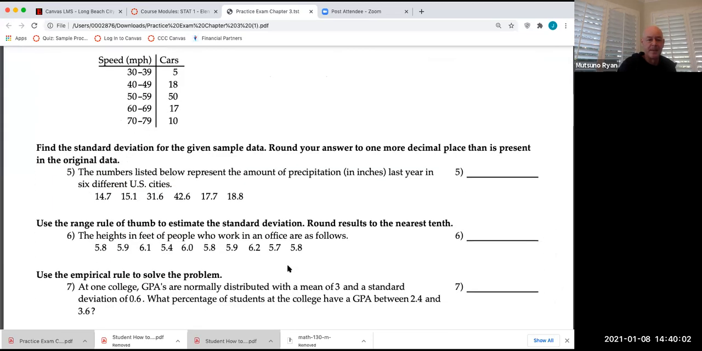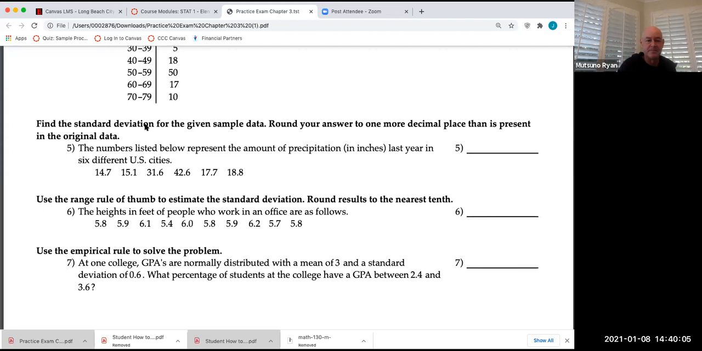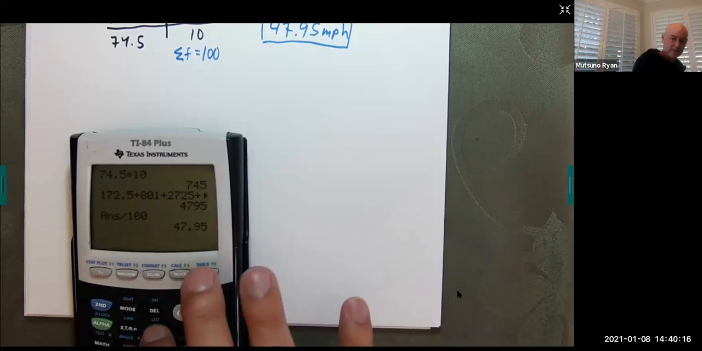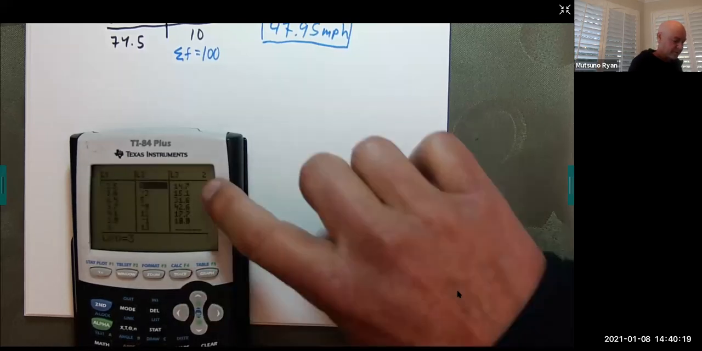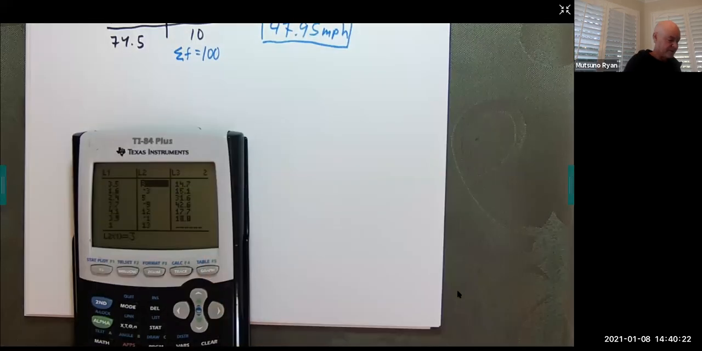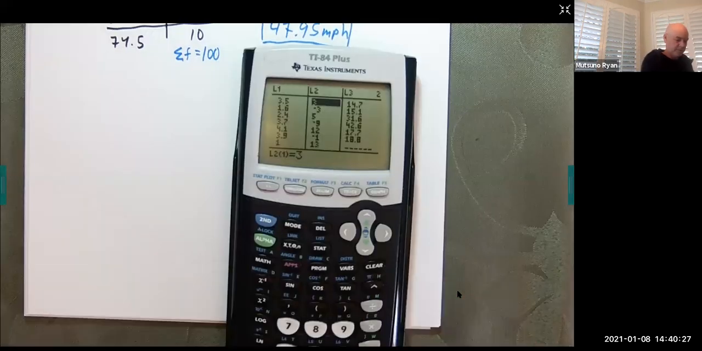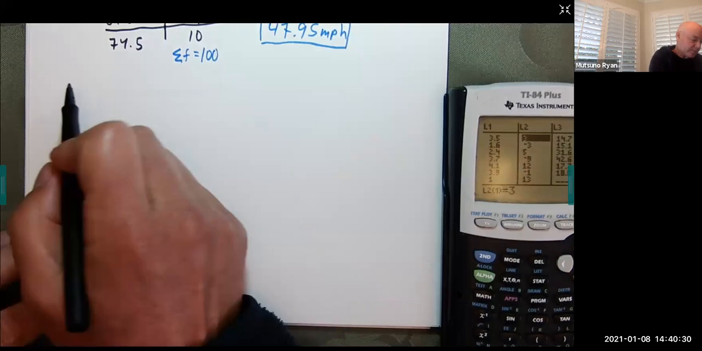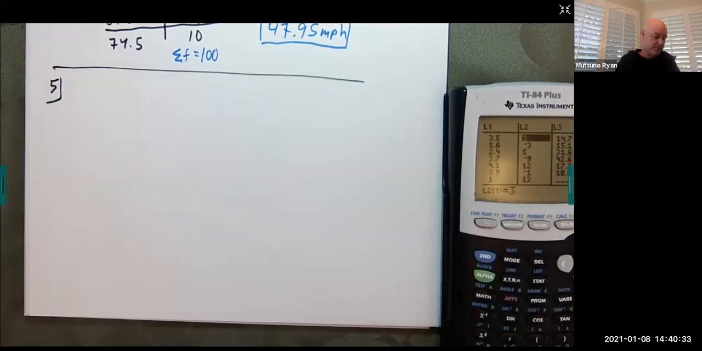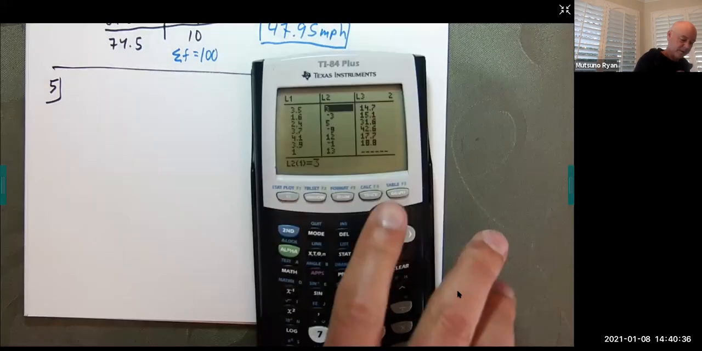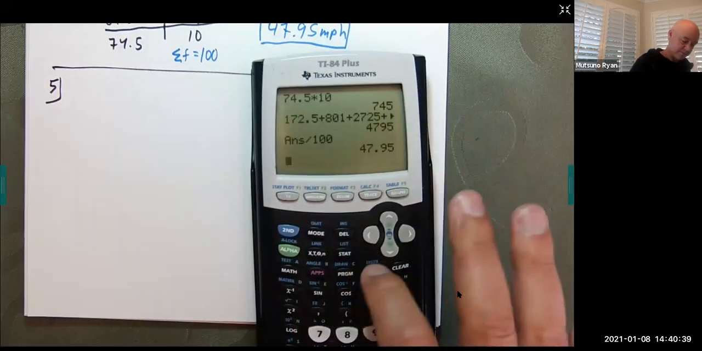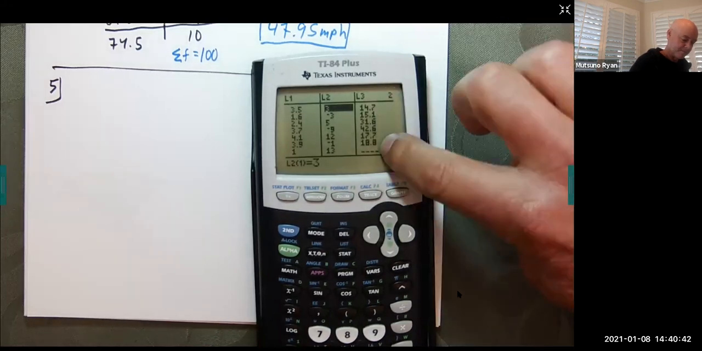Number 5. Here we are looking for the standard deviation. And once again, I've already put these values into the calculator. First one would be 14.7. Let me show you. There, 14.7. I put that into list 3. And to find the standard deviation, this is a sample standard deviation. What we're going to do is kick out of this, remembering that we are in list 3 now. Once again, I'm in L3.